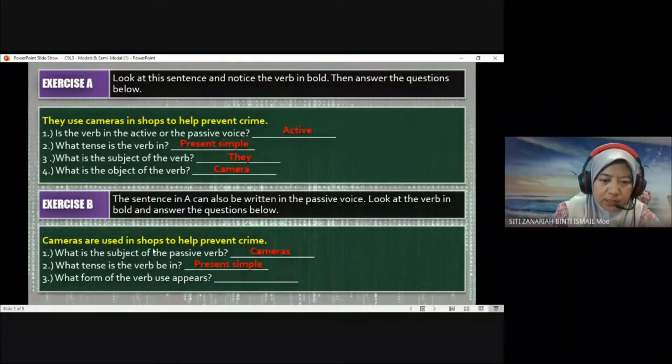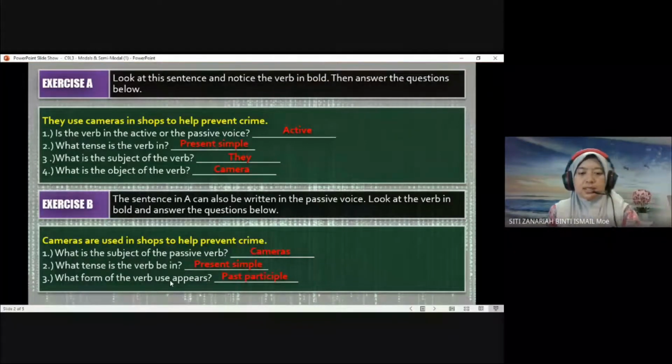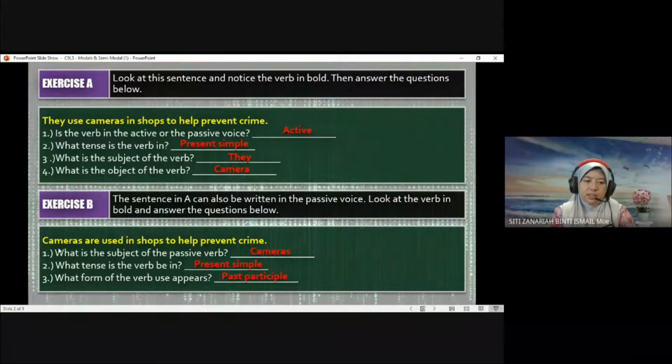Cameras are used to help prevent crime. What form of the verb use appeared? It is using the past participle, since use is an example of a regular verb. For a regular verb, you just add ed or ied or d. There's no change. But for the irregular form, you can refer to pages 175 and 176 because the verb in the past tense and past participle is changed totally.